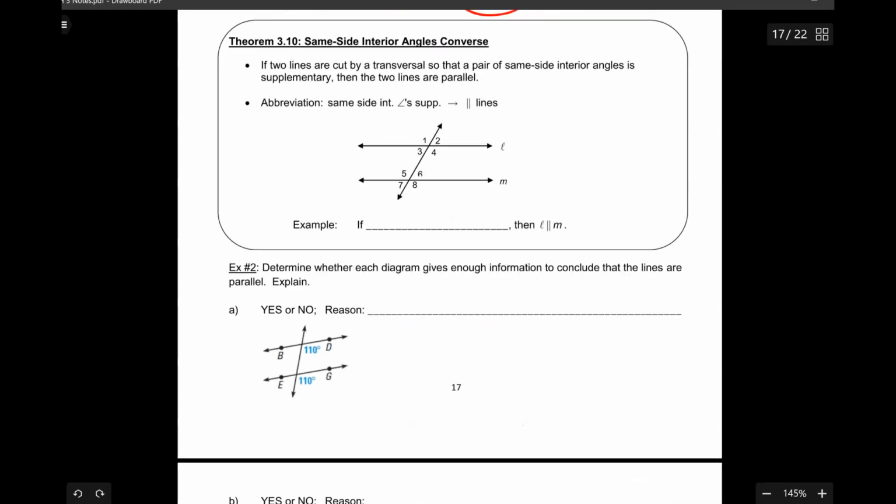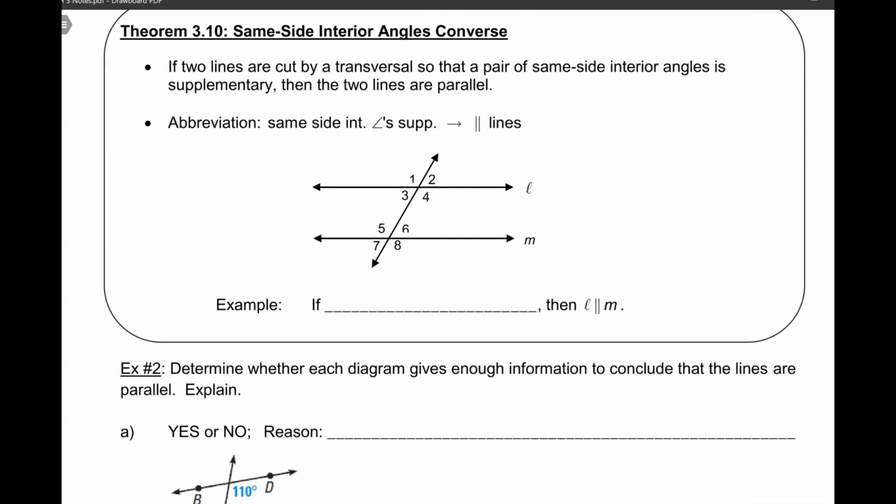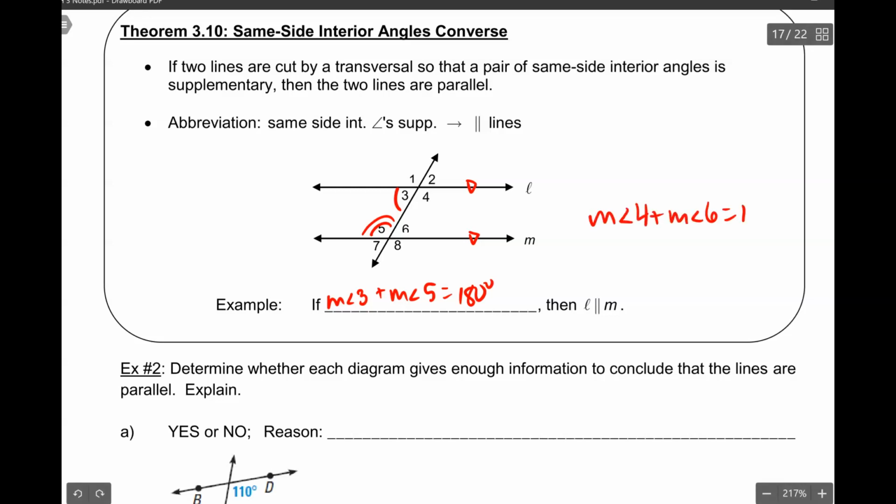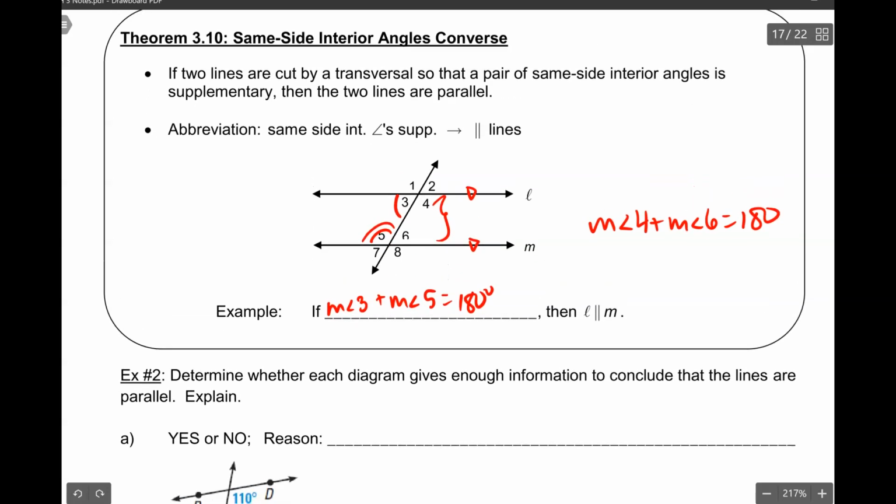All right, same side interior. If two lines are cut by a transversal so that the same side interior angles are supplementary, so these two angles are supplementary, meaning they add to 180, then I know that these two lines must be parallel. So if the measure of angle 3 plus the measure of angle 5 is equal to 180, because that's what it means to be supplementary, then line L and M must be parallel. I also could say the measure of angle 4 plus the measure of angle 6 is 180. That's just the other side, the other pair of same side interior angles.